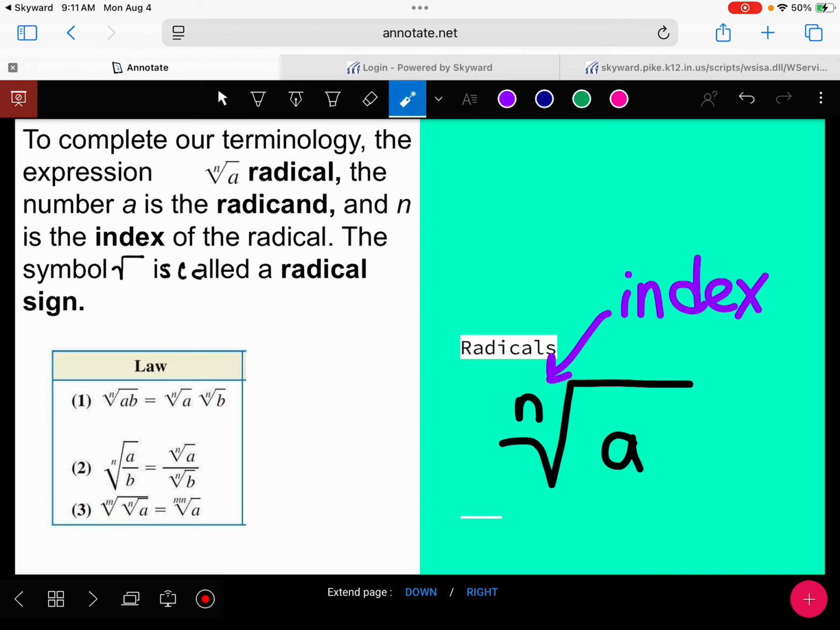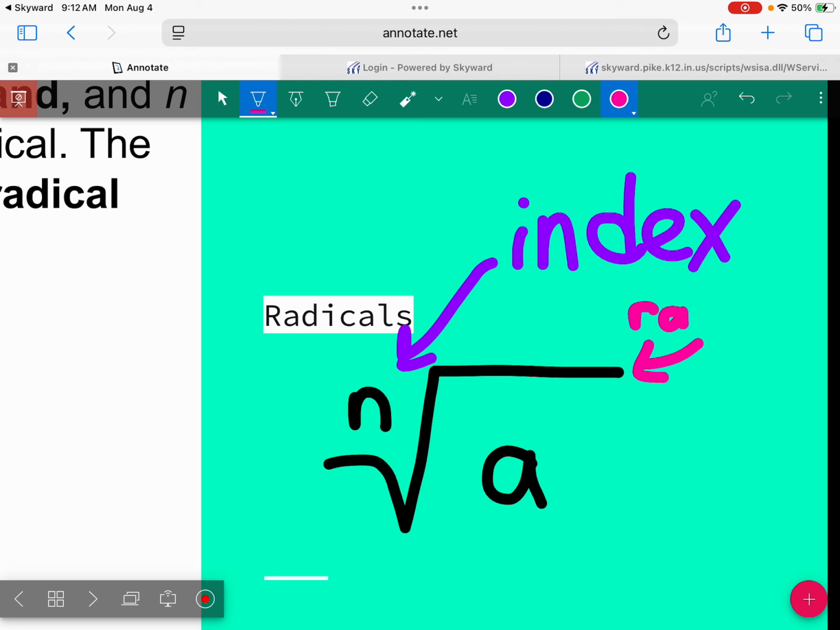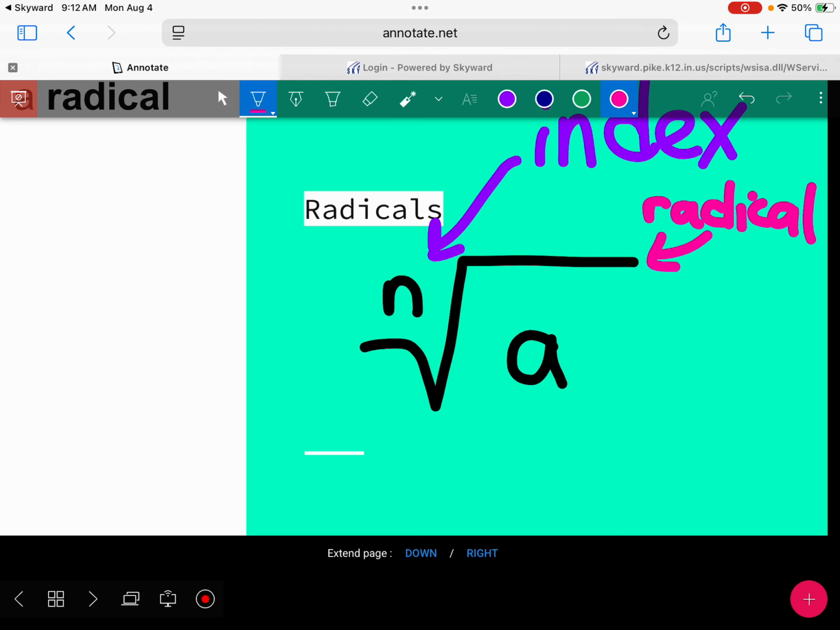The straight up thing here, this little crook, this is the radical sign. This is the radical, which I'm going to write at the end of the board right there. There we go. Radical. And the number underneath the A here is called the radicand.